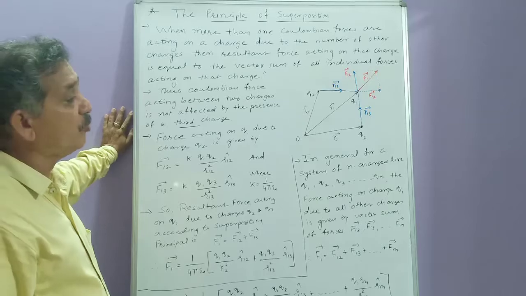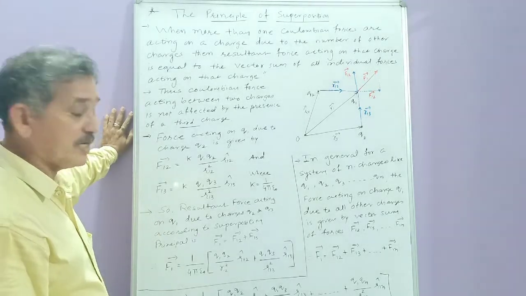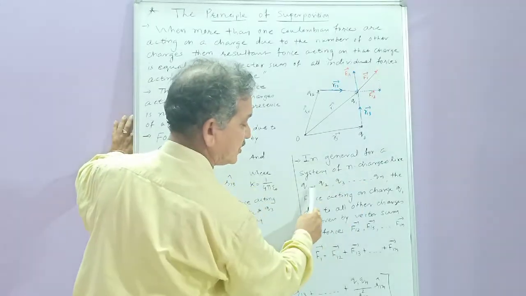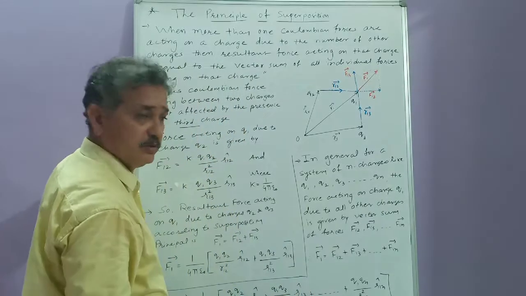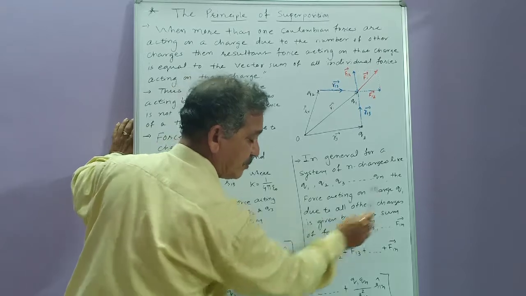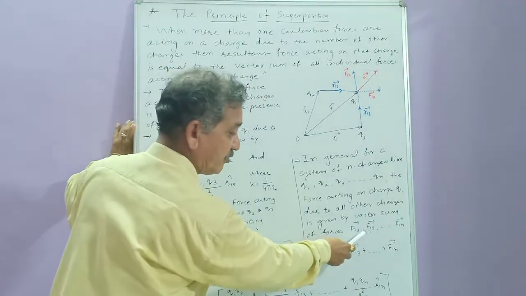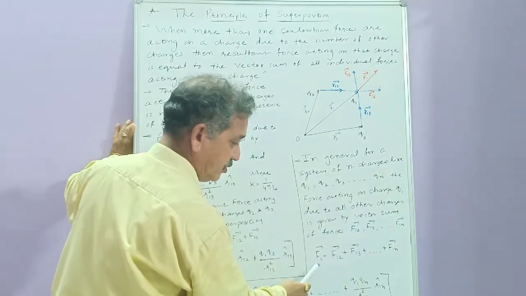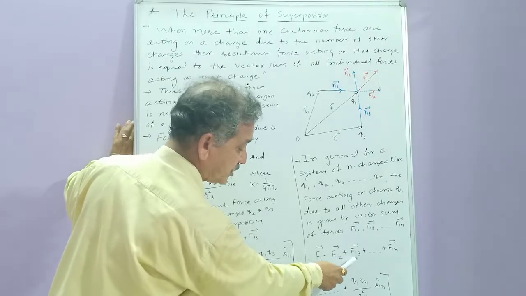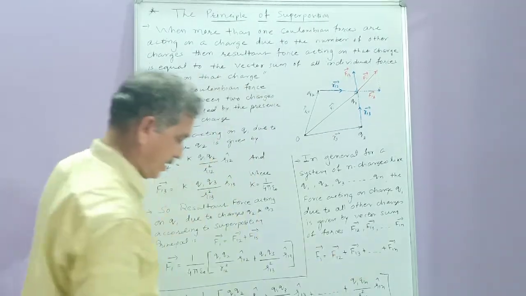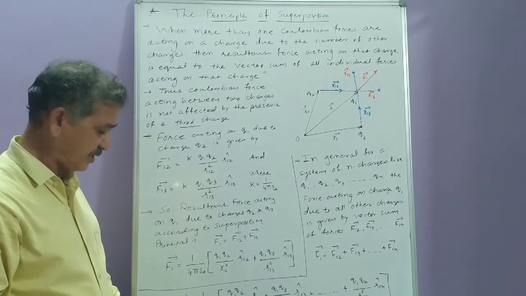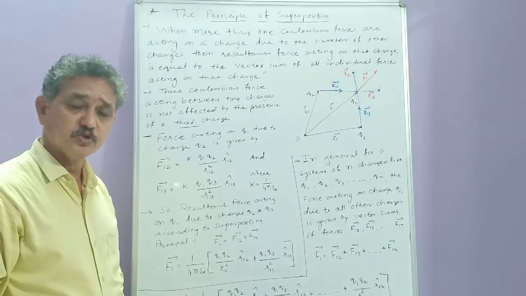But in general, if you have more than 3 charges, if there is a system made up of n charges, so in general, for a system of n charges like Q1, Q2, Q3, up to Qn, the force acting on charge Q1 due to all other charges is given by, again, the vector sum of F12, F13, F14, up to vector F1n. So equation according to superposition principle is vector F1 equal to vector F12 plus vector F13 plus up to vector F1n.